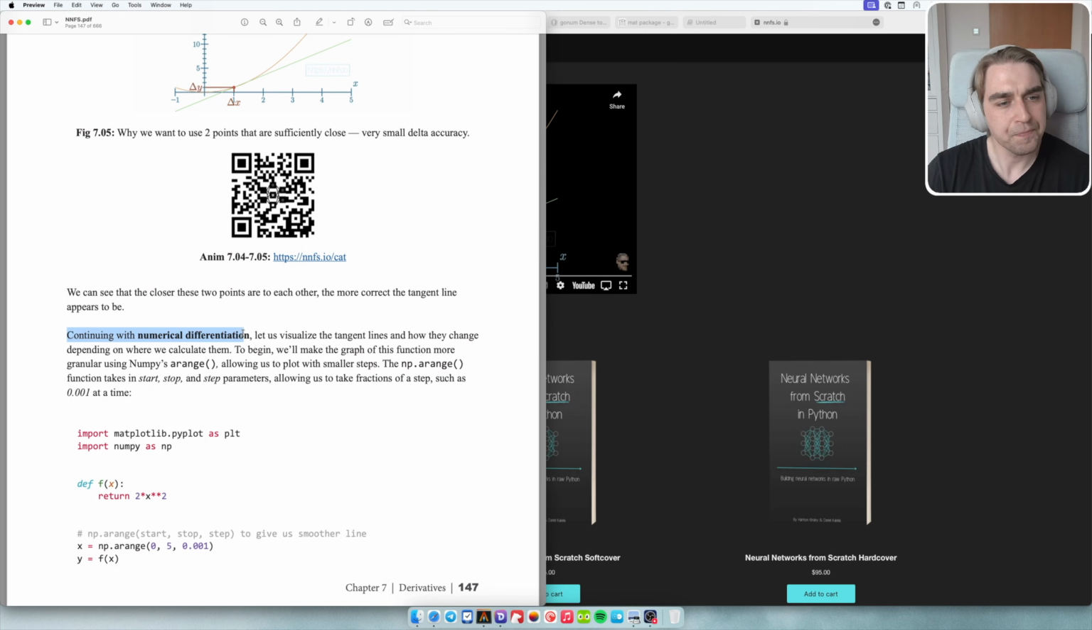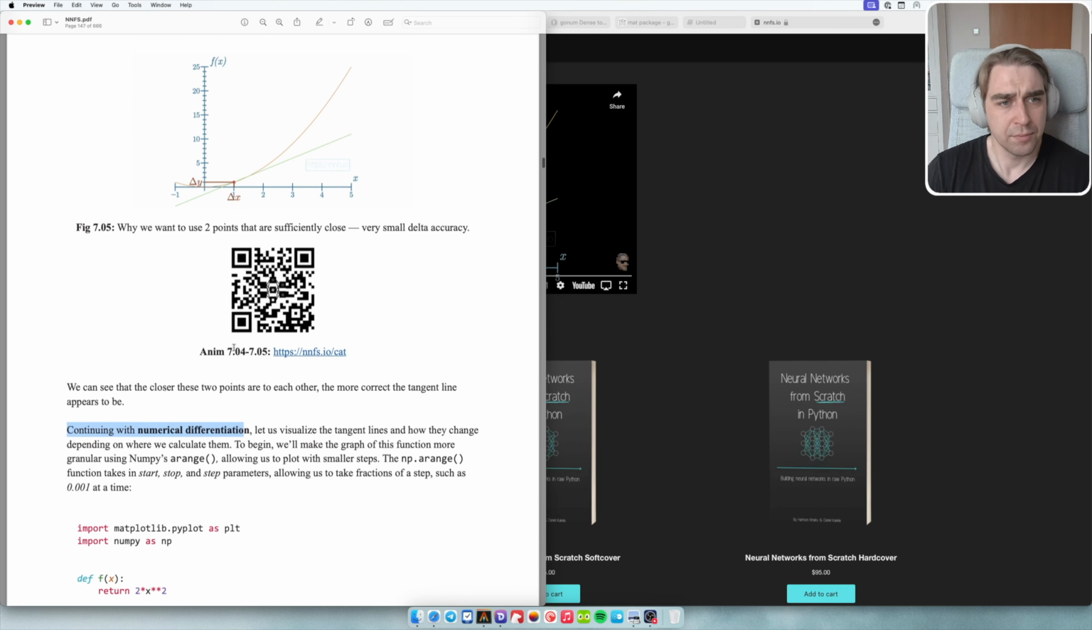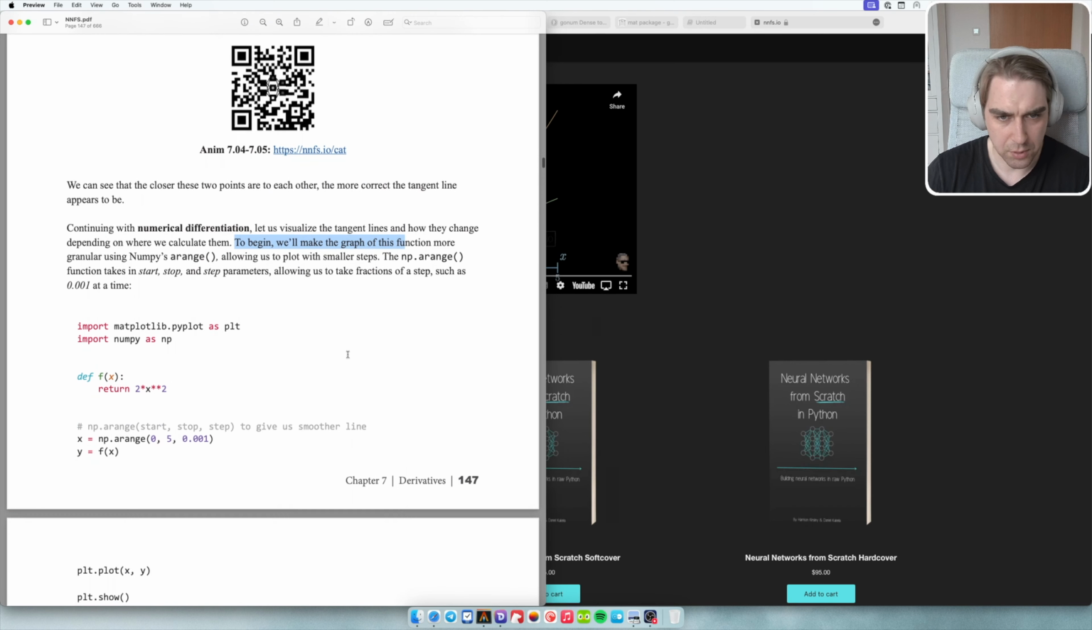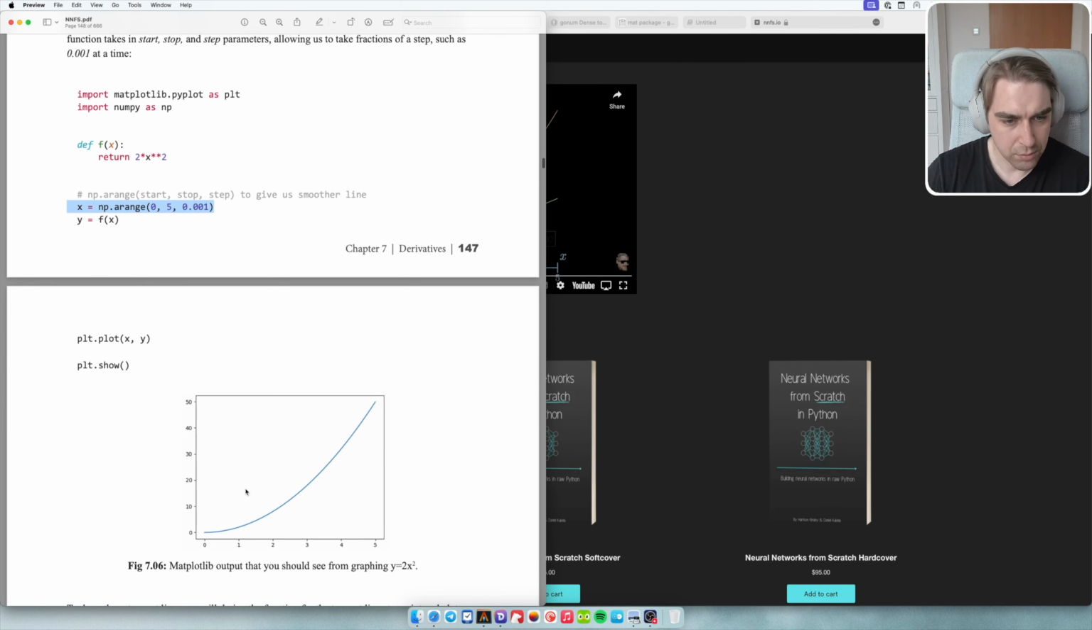Continue with the numerical differentiation. Let us visualize the tangent lines and how they change depending on where we calculate them. To begin with, we'll make the graph of this function more granular using NumPy's arange, allowing us to plot with smaller steps. The NumPy arange function takes in start, stop, and step parameters, allowing us to take fractions of the steps, so it will return lots of points, right?